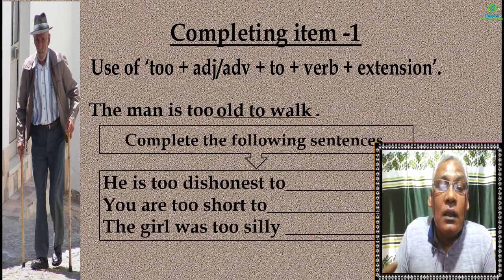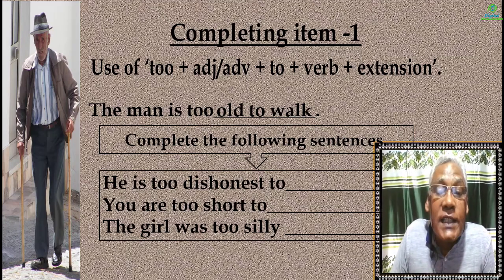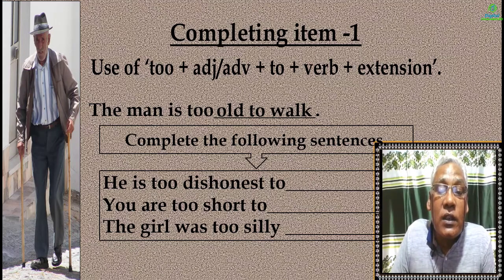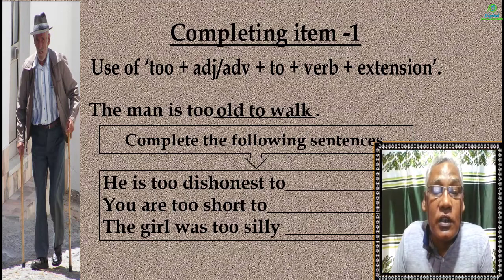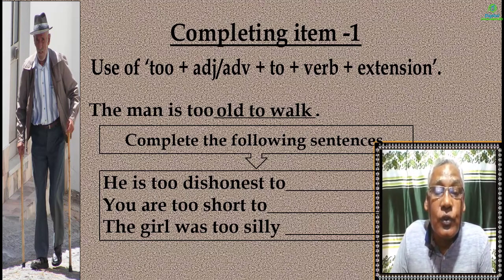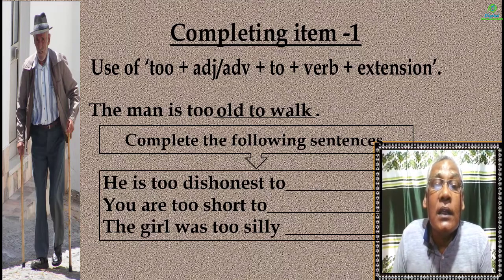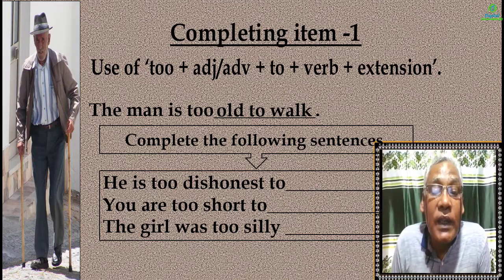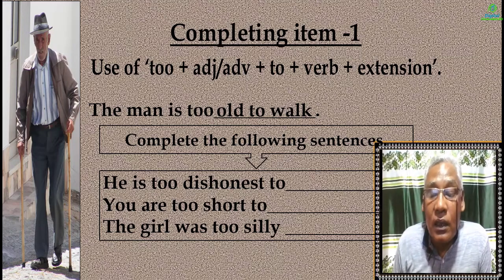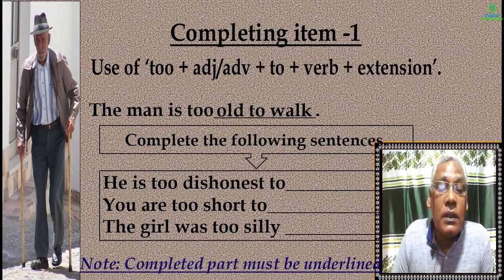Now, you have to do something based on this structure. Complete the following sentences. He is too dishonest to ... You are too short to ... And the girl was too silly ... You have to use this structure. If you use it, you can easily complete the sentence and the sentence would be correct, I think. Now proceed on to the next one.